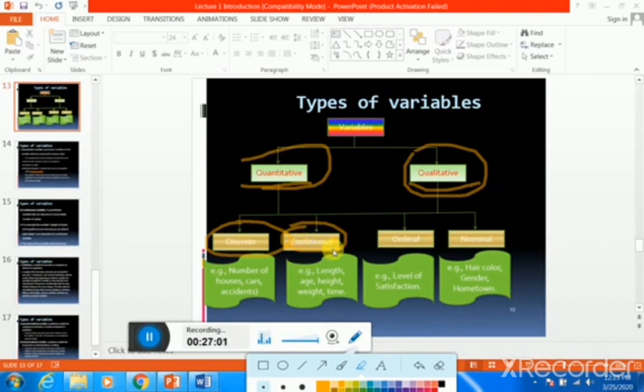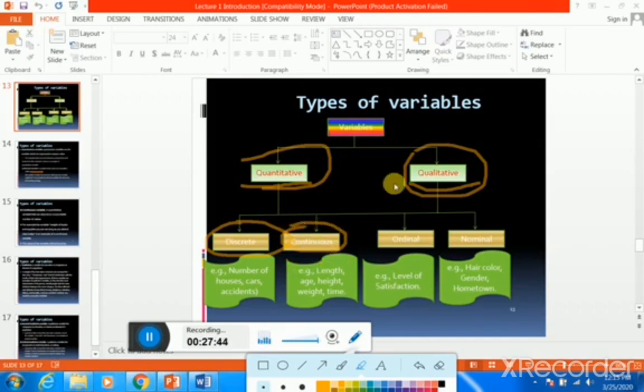Next is the continuous variable. By the name it is clear, continuous. A variable that always takes fractions, with points, such as age. 31.5 means 31 years completed. I have completed my 31 years and I am in my fifth month of the next year. So it means 31.5, that is a continuous fraction. Therefore such a variable is known as your continuous quantitative variable.